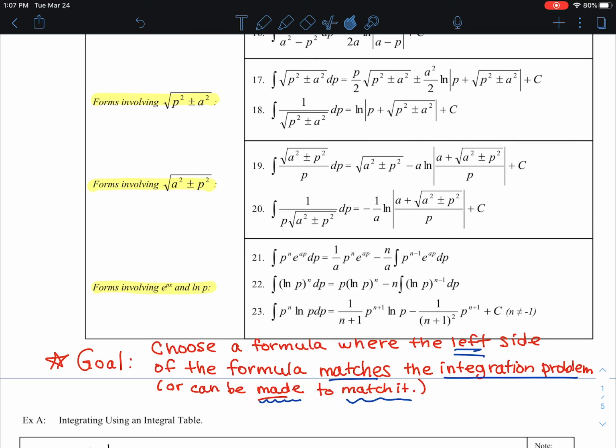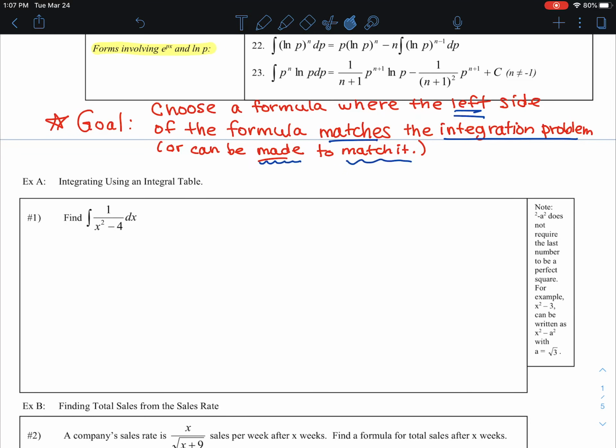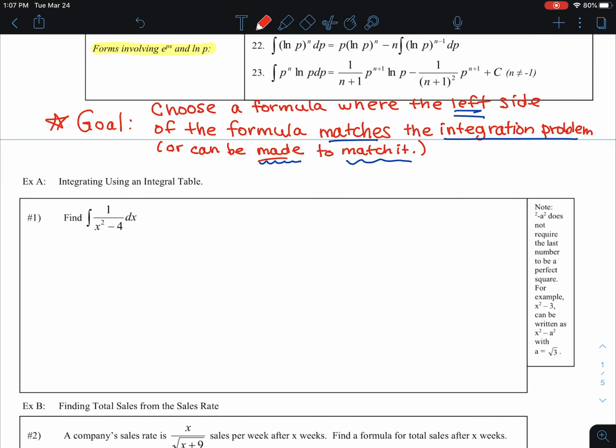Okay, so let's look at our first example. I'm going to scroll to the next page here, and you can see we have an integration problem. Now, most of these problems are going to have X's in them. They're not going to have P's, but we're going to need to make some substitutions. And so the very first step is to decide which formula you're going to use, identify that formula number, and then write out that entire generic formula.